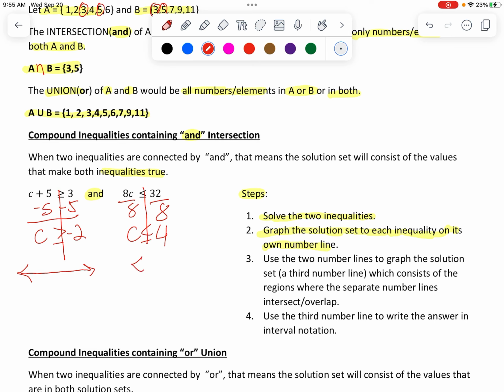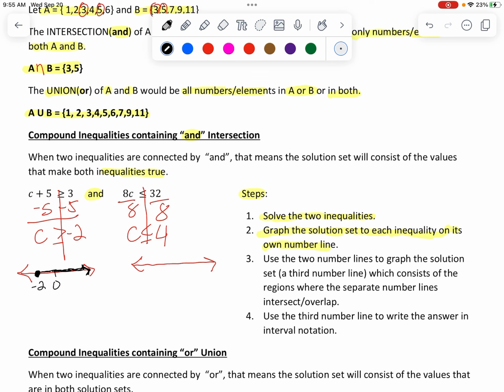There's number line number 1, and then here's the second number line. I'm going to identify 0 for the first one, and then -2, which is right here. So the values of C have to be greater than or equal to, so this would be a closed circle, and greater than means we're going to go to the right, and it keeps going on forever, infinite, okay?